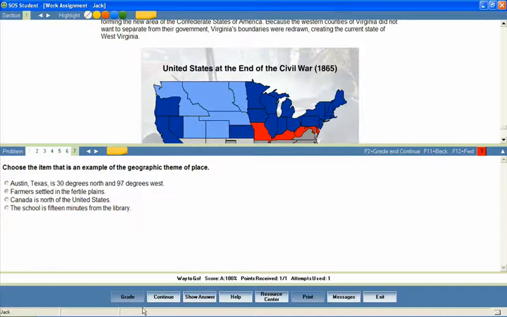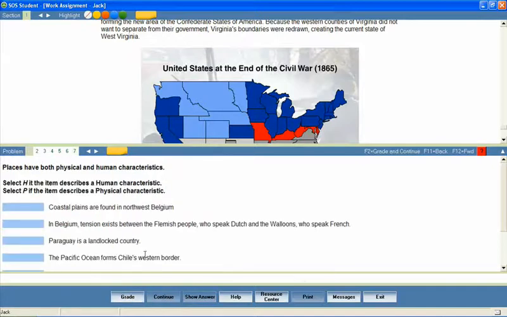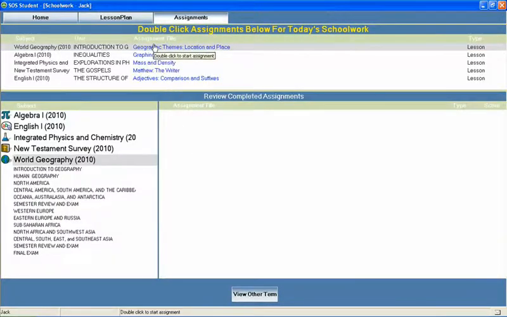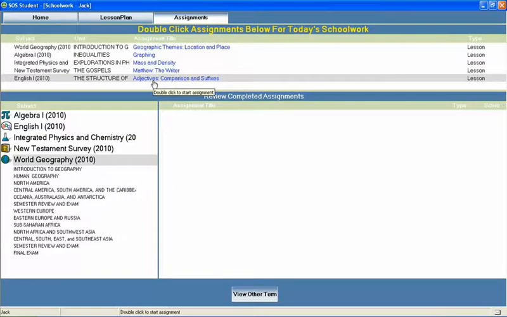The lesson is complete when all questions have been answered correctly, or when the student has exhausted his allowed attempts on each question. The student can then return to the home page to continue through the rest of his daily assignments.